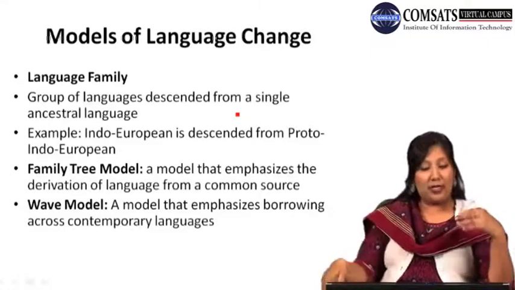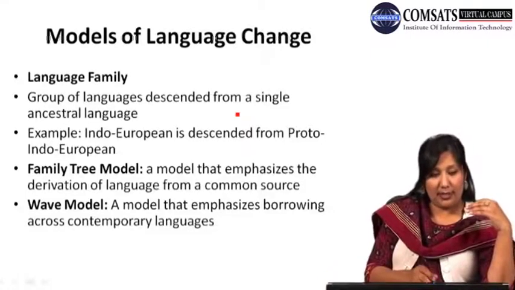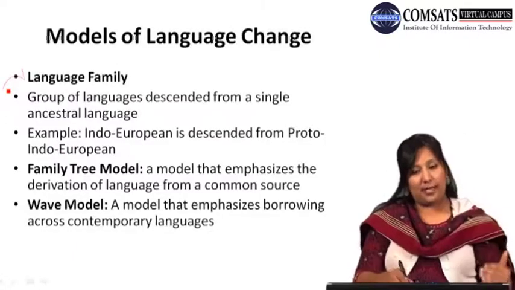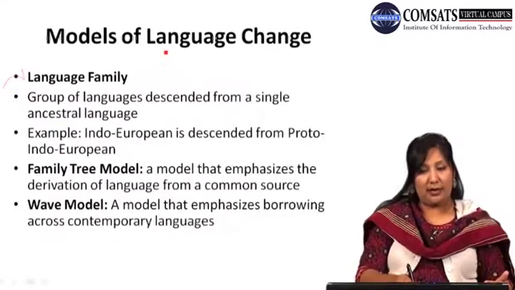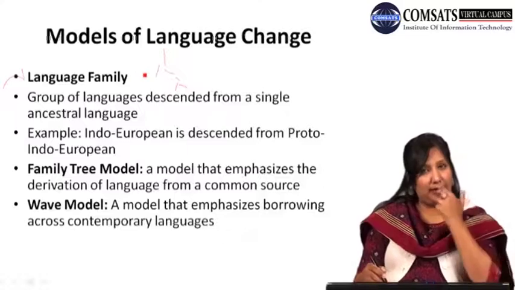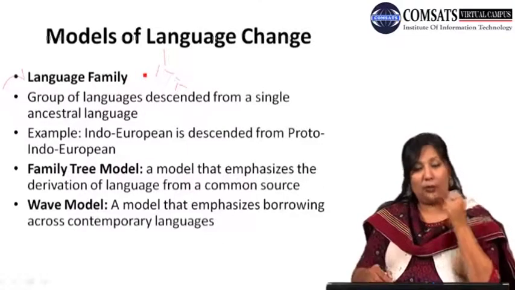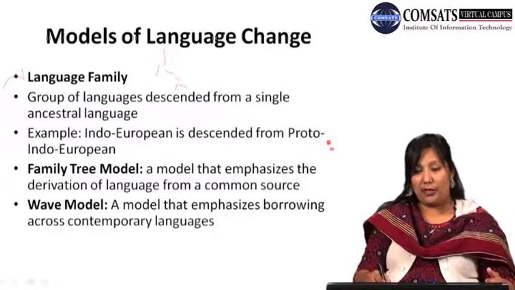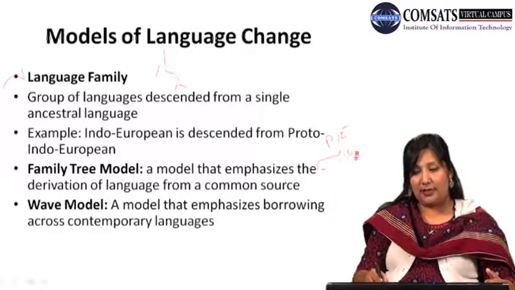See how many models there are. The first one is the language family, that is descent, which is actually about hierarchy. Then the family tree model, again Proto-Indo-European. There are the Proto-Indo-European languages, and they are further subdivided into many different languages.